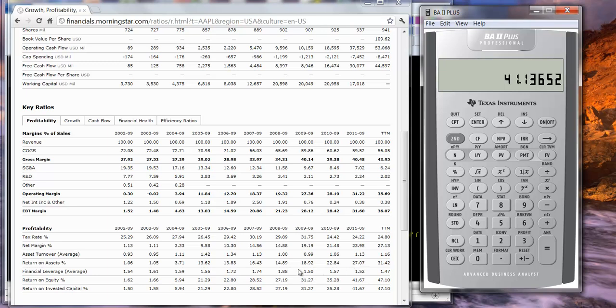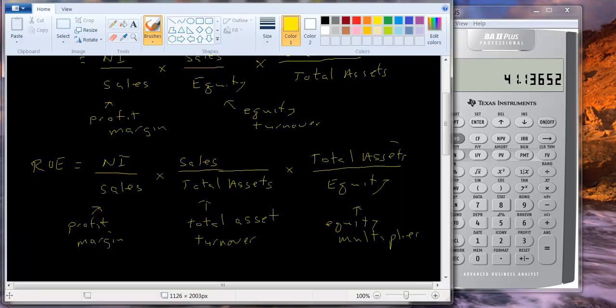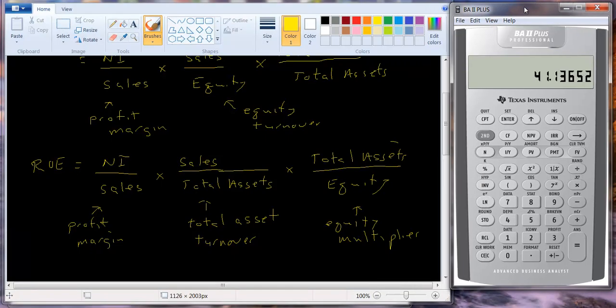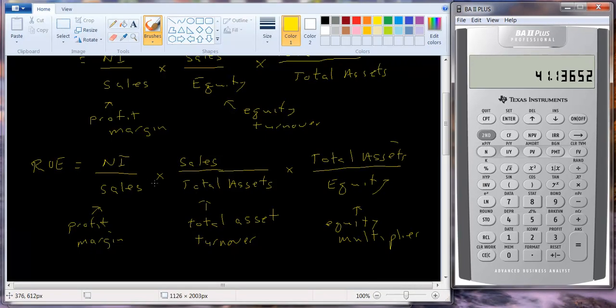So you can see that this DuPont analysis concept is a really useful tool for being able to decompose return on equity, to get a better understanding as to why your company is doing better. And the reason we call it DuPont analysis is the DuPont company is the one that started using this to try and understand their return on equity, and this has become a common tool in financial analysis.